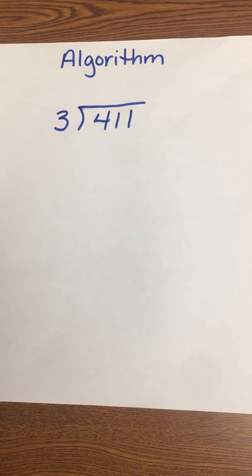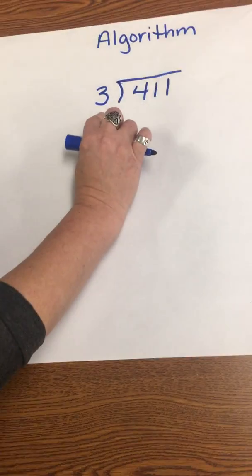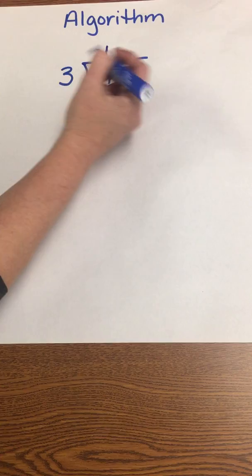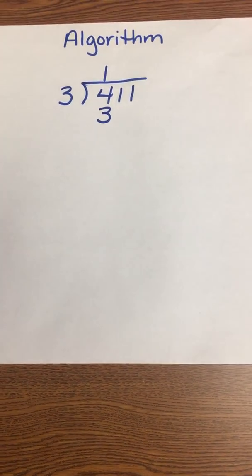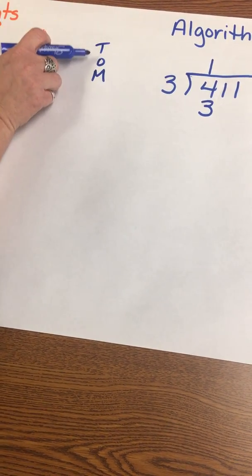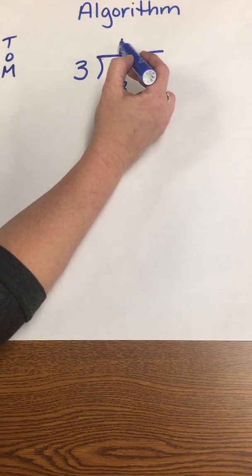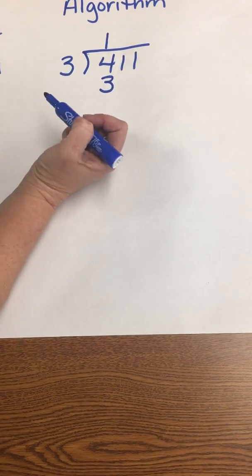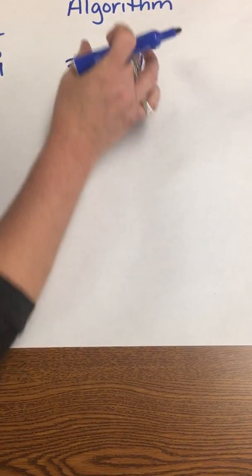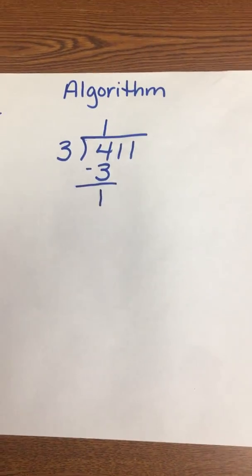I already know from doing my partial quotient that I can pull 3 out of 4 in the hundreds one time. 1 times 3 is 3. And I'm going to organize that. Remember, we think in the Tom method. I'm going to think about it, I'm going to organize it, and then I'm going to do my math. I know that 1 in the hundreds times 3 is going to give me a 3 in the hundreds. 4 minus 3 in the hundreds is 1. 1 is smaller than 3, so I can continue.